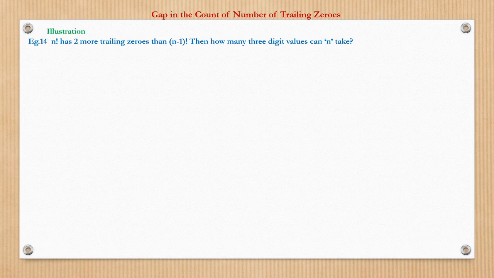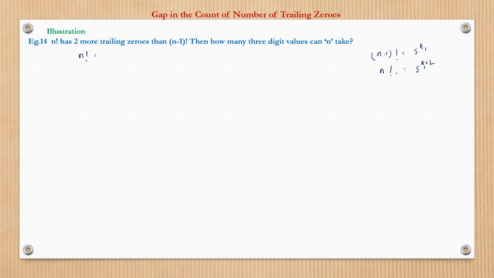Now, see, this question is again important. N factorial has two more trailing zeros than n minus 1 factorial. So, if n factorial has two more trailing zeros, it certainly means that if n minus 1 factorial has 5 raised to power k, then n factorial must have 5 raised to power k plus 2, right? Suppose k1 plus 2. Then only, because n factorial must have two additional powers of 5, does it have two more trailing zeros.